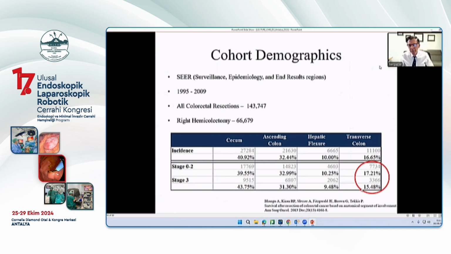So that can result in not giving chemotherapy to patients that maybe are actually stage 3, but they are staged as stage 2 because we have not done a good job removing all the lymph nodes.